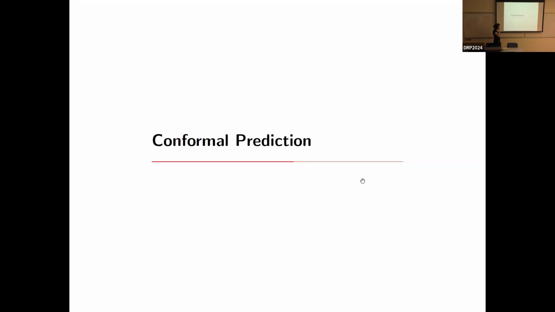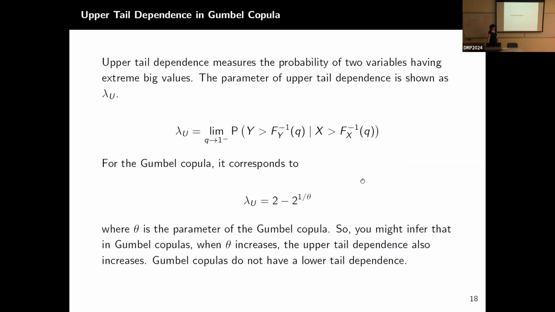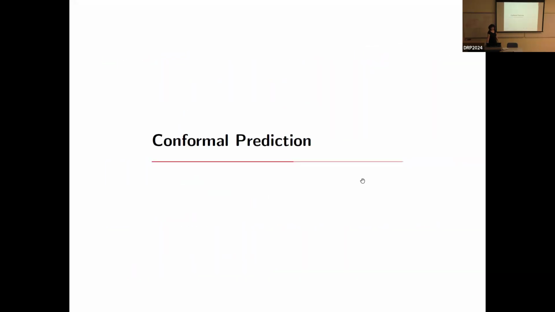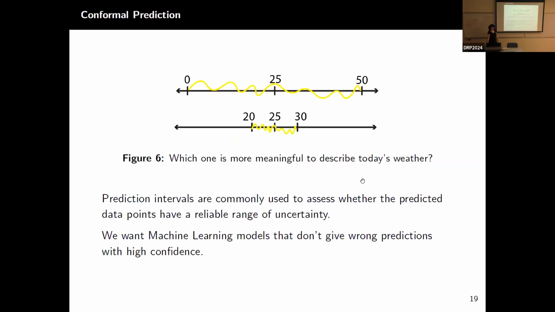And let me also introduce you to another topic known as conformal prediction. So up to that point, we tried to understand the relationships between 2 variables while they are taking extreme values, because we have introduced the Gumbel copula. And from now on, in order to understand the confidence level, let me ask you this question. Which one would be more meaningful if I ask you about today's weather? If I say that today's weather will be between 0 and 50 degrees centigrade, you might probably say, okay. But if I say a somewhat narrow and meaningful interval, you might infer much more information.